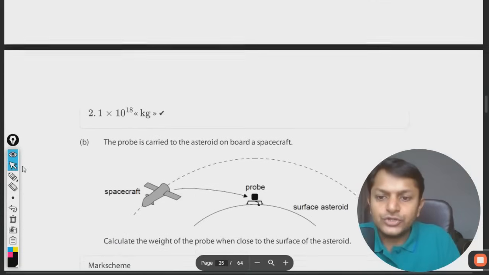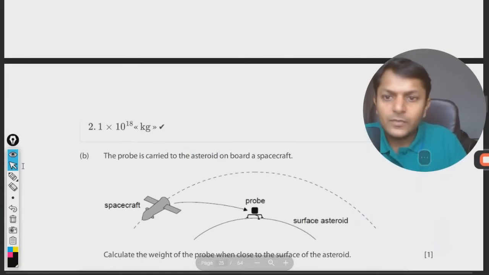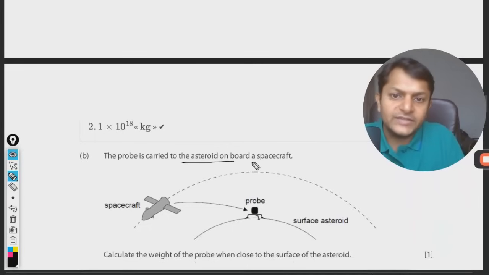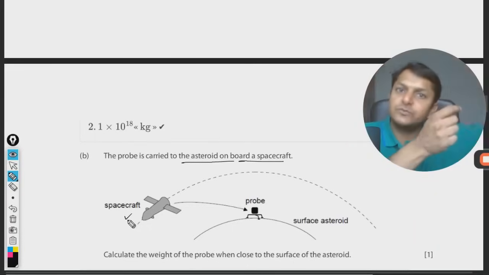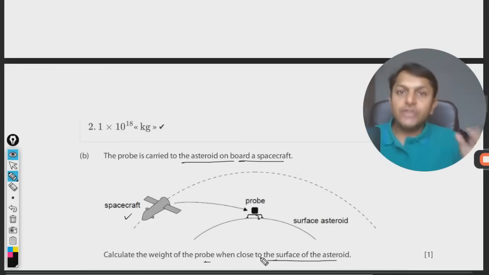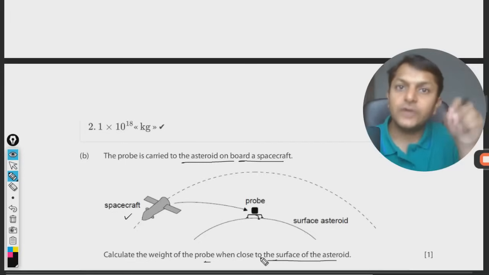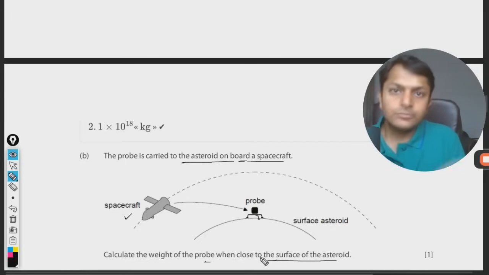Now, the next question. The probe is now carried to the asteroid on board a spacecraft. So the spacecraft is there and the probe is on the spacecraft, which is moving around the asteroid. Calculate the weight of the probe when close to the surface of the asteroid. So now the probe is going to the surface and you have to find the weight when it lands there. So very easy.